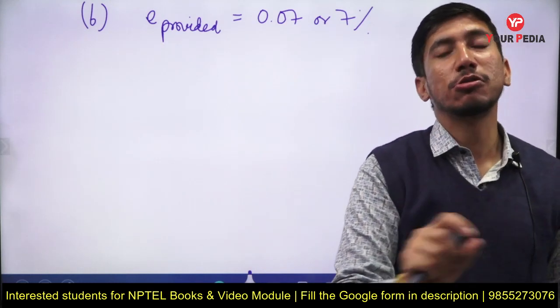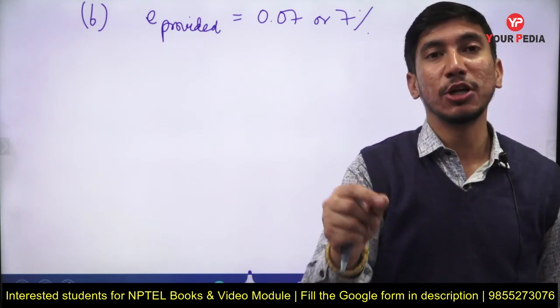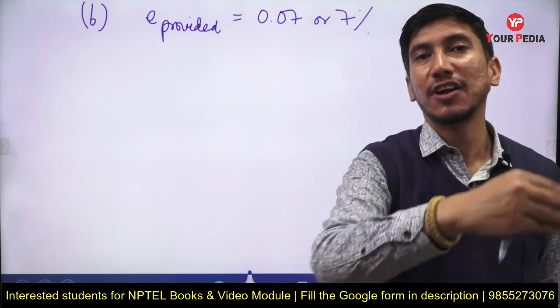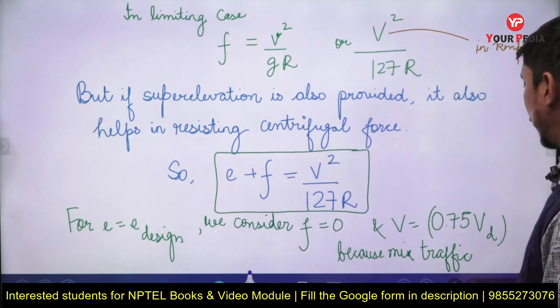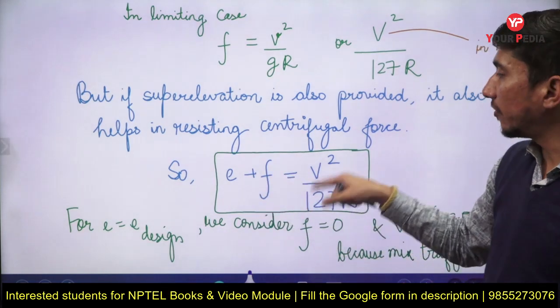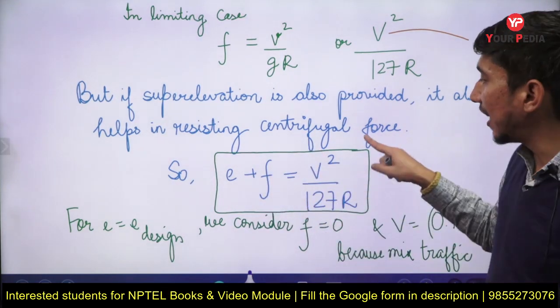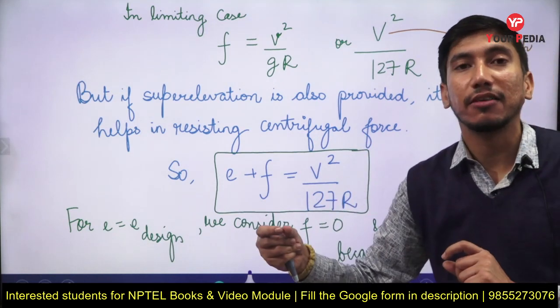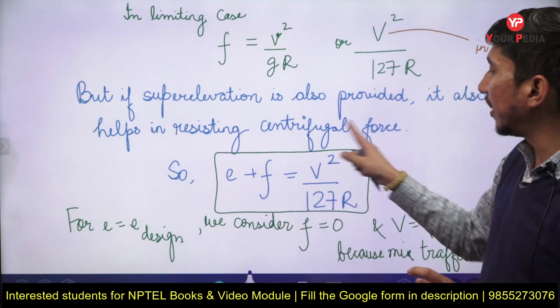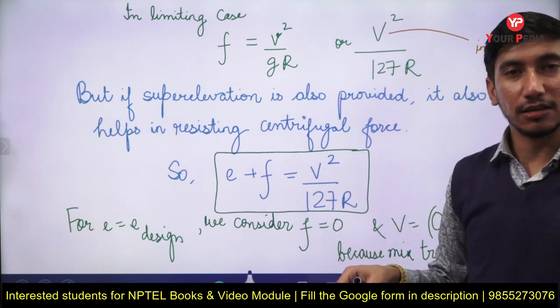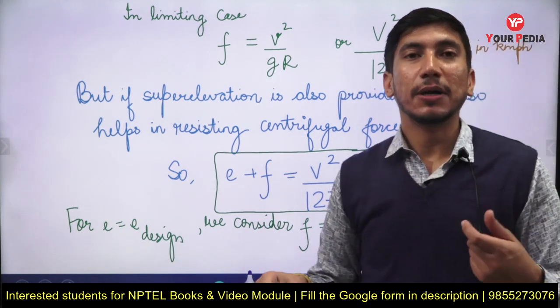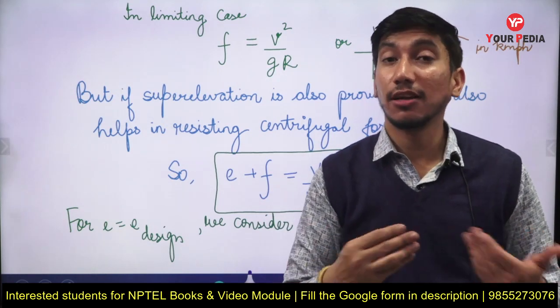Since E is also fixed, F is also fixed, we can't increase the left hand side value of this particular equation. So in order to make the design safe, we have to decrease the right hand side value of the equation. How can we decrease the right hand side value? By changing the R, by increasing the radius of the curve, but in the question it has been mentioned that the radius cannot be altered.